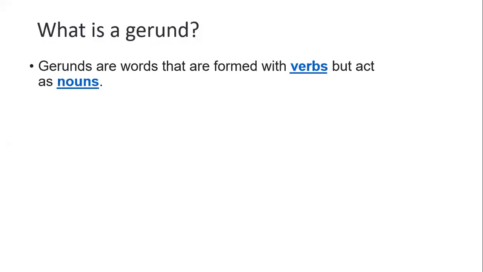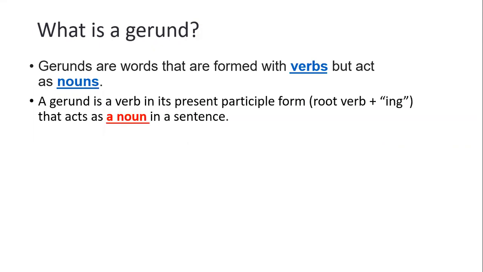What is a gerund? Gerunds are words that are formed with verbs but act as nouns. Because they look like verbs but do not play the role of a verb, they are nouns. Sometimes we call them verbals as well because they do not act like a verb. Rather, they perform the role of a noun. A gerund is a verb in its present participle form, root plus ing, that acts as a noun in a sentence. Though it is written here as a verb, that is only because it looks like one, otherwise it is not.